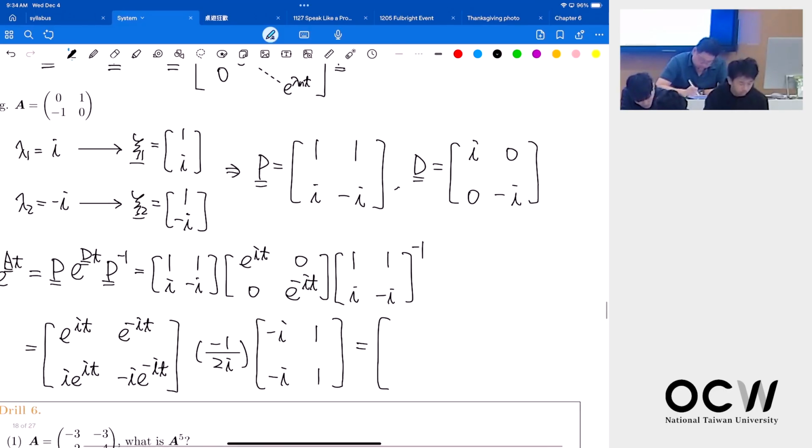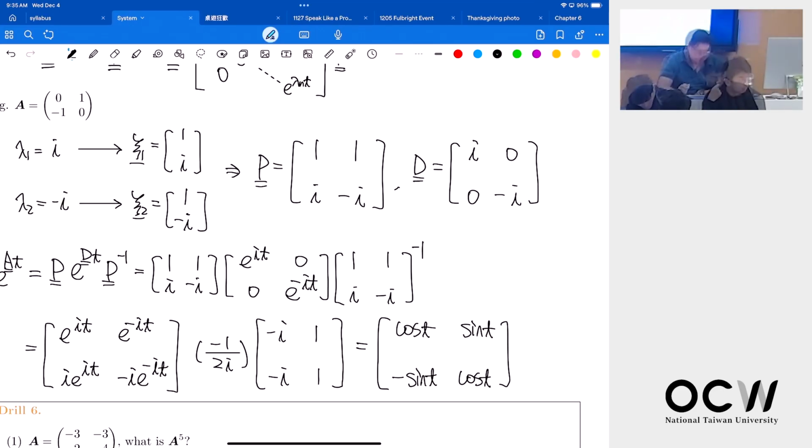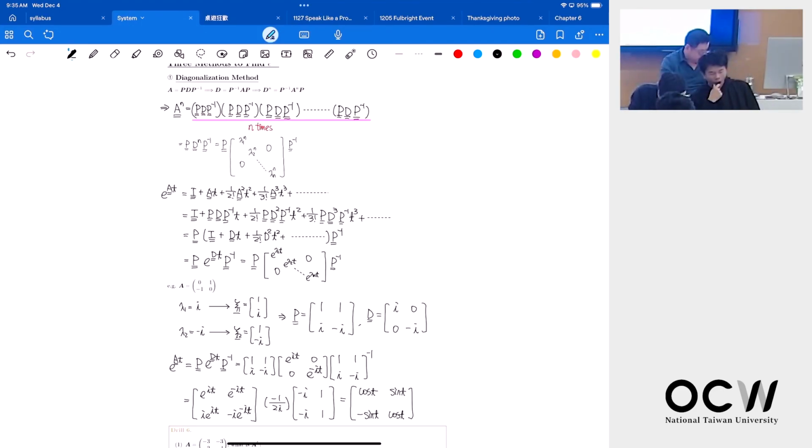So we have cosine t, minus sine t, sine t, cosine t. It's a rotation matrix. Okay?